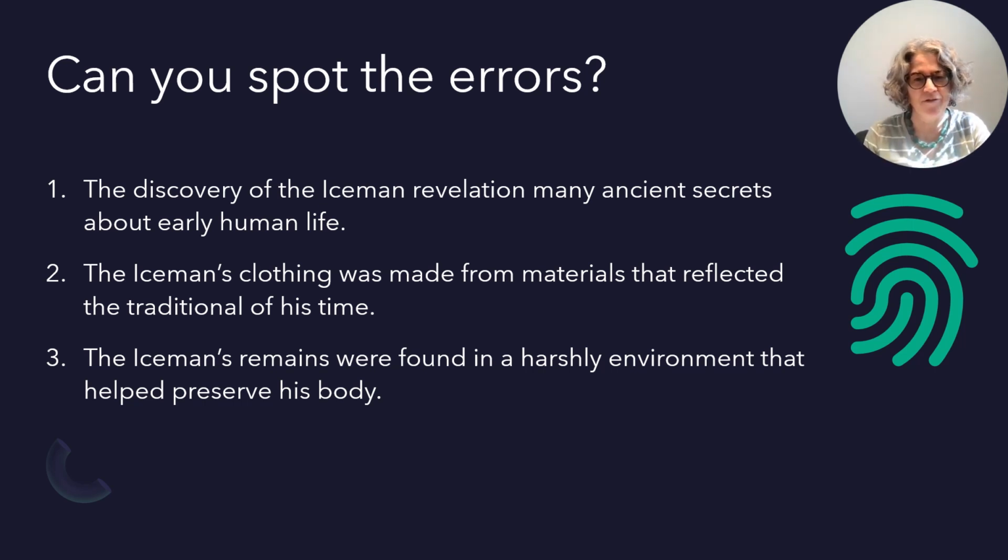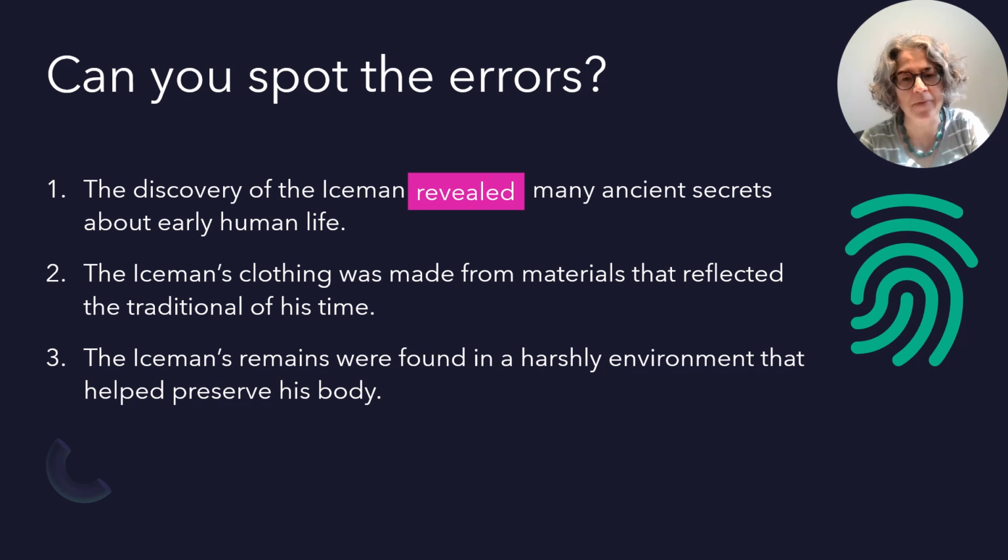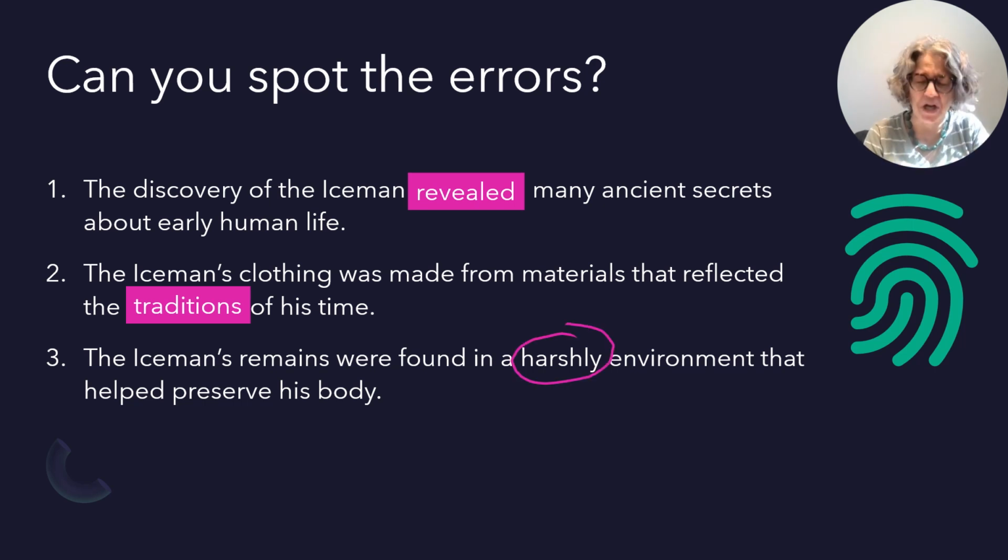So the discovery of the Iceman revelation many ancient secrets about early human life. Yeah, revelation should be a verb, right? It should be revealed. And then the Iceman's clothing was made from material that reflected the traditional of his time. Yeah, traditional. It should be traditions. And then the Iceman's remains were found in a harshly environment that helped preserve his body. Yeah, harshly should be harsh, an adjective.